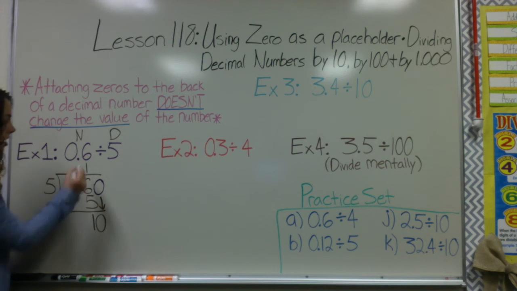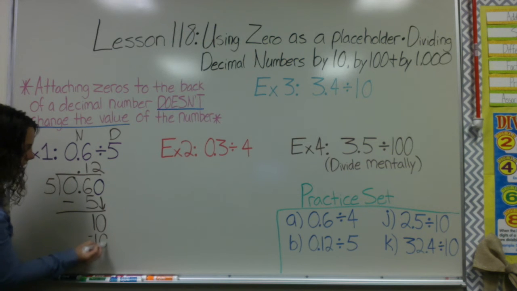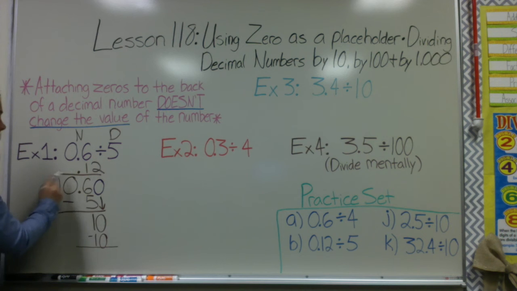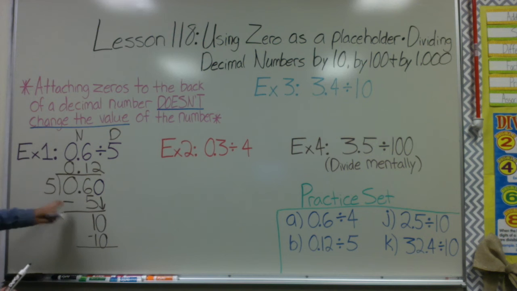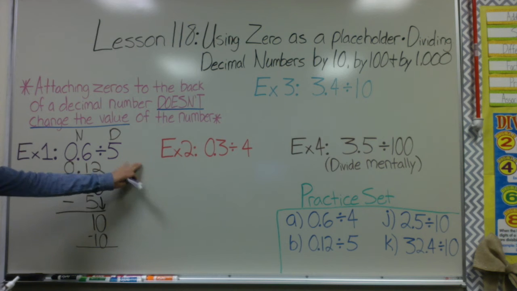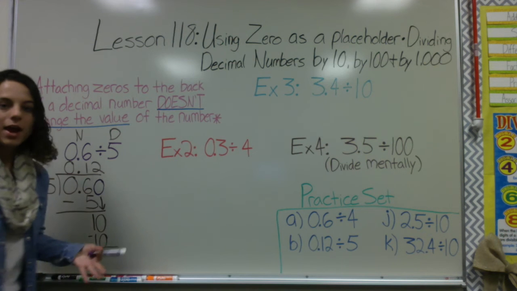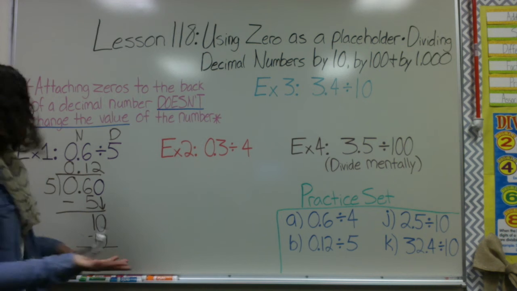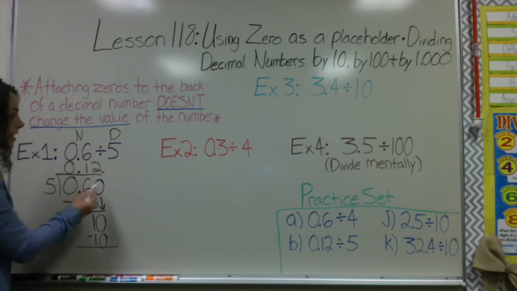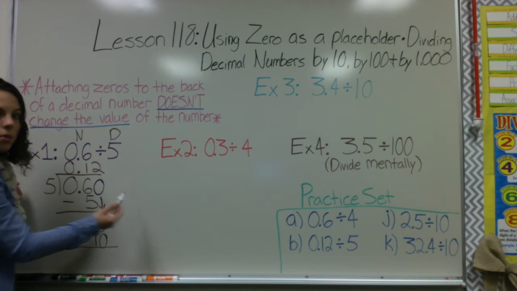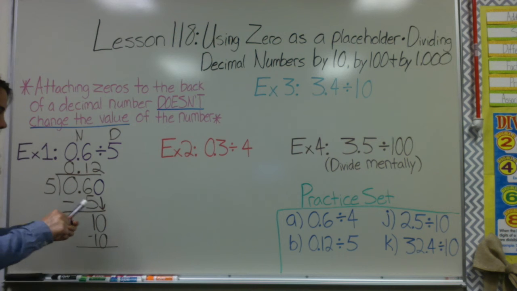5 goes into 10 2 whole times. My decimal point, of course, goes straight up, and I can subtract 10. Now I do not have a remainder. 0 and 12/100 would be my final answer. So 12/100 would be the quotient of 6/10 divided by 5, and the only way I was able to do that was to attach a 0 at the end because the value doesn't change. I could continue to attach as many zeros as needed until I don't have a remainder anymore.